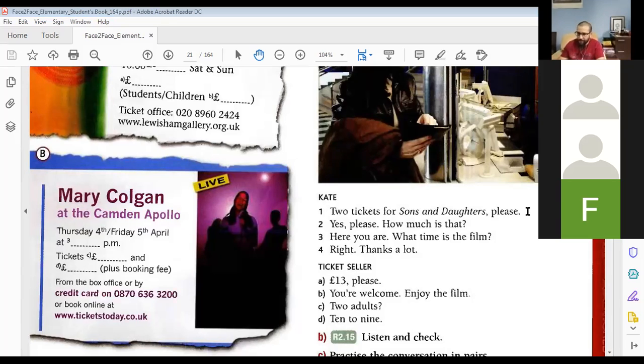Okay, what do you think here, Basma? So the first, Fatima thinks it's C. Do you agree? Two adults. You think it's correct? Okay. So number 1 is C. And then what does Kate say? Yes, please. How much is that? Okay, correct. And then what does the ticket seller say?